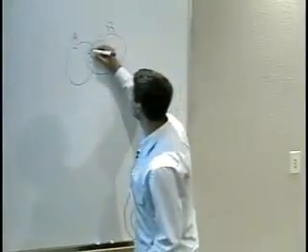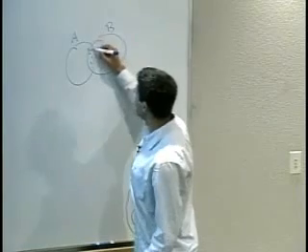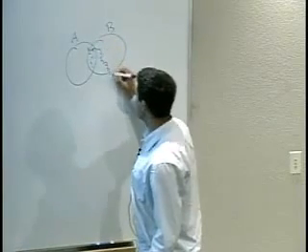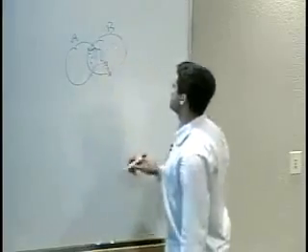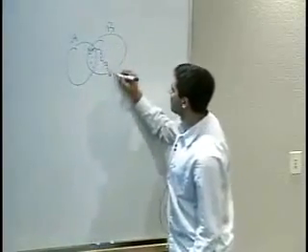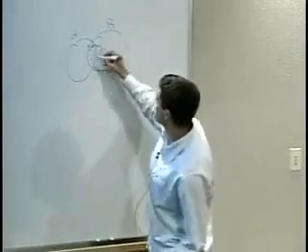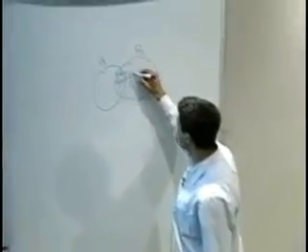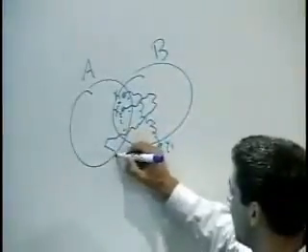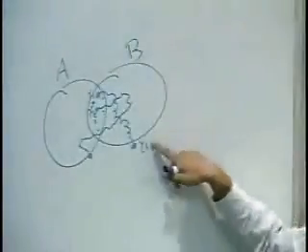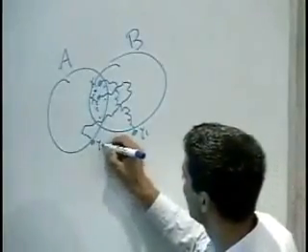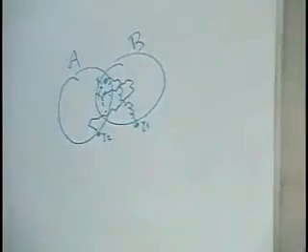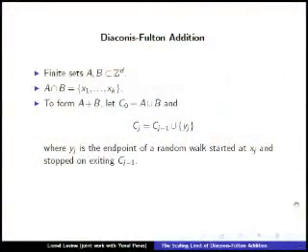So if here's x1, we run a random walk until it reaches a point outside of the union of A and B. We call this point y1. Then we take our next point in the intersection, x2. We run a simple random walk until it exits the union of A and B and y1. We call that point y2. You do this for all the points of the intersection, and you'll get some random set, and that's the set that we're going to call A plus B.